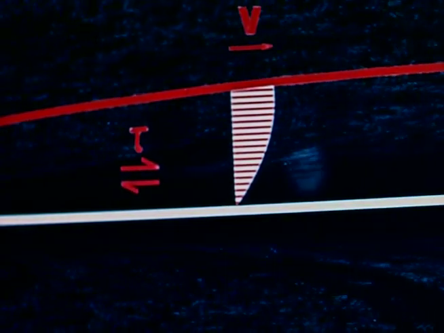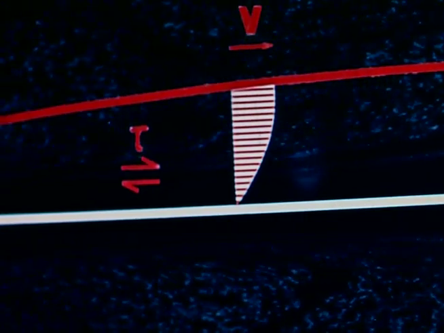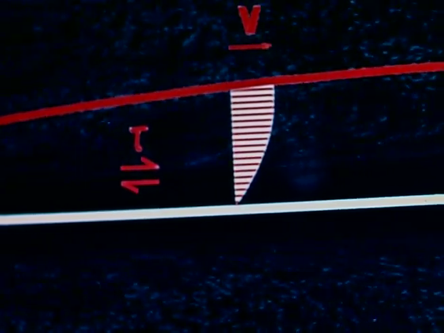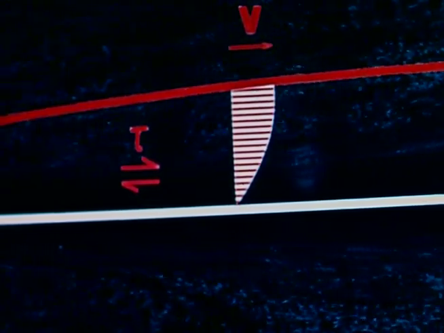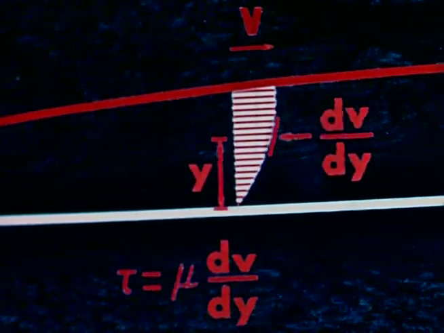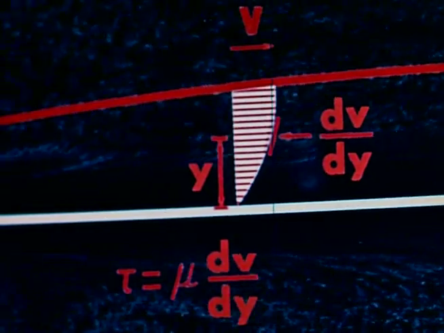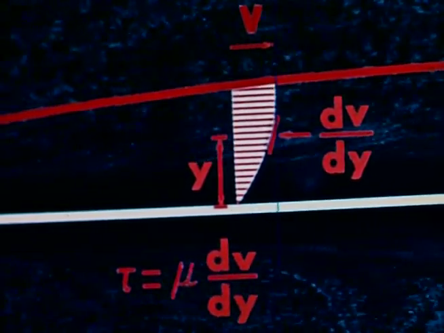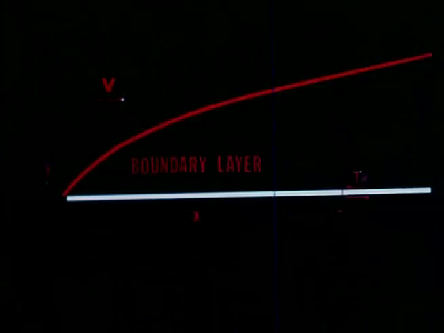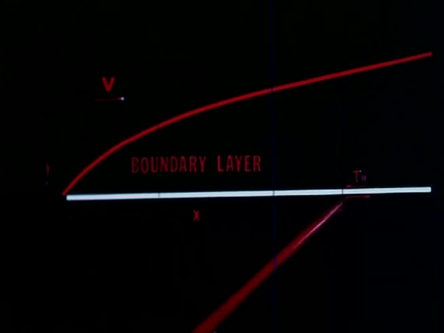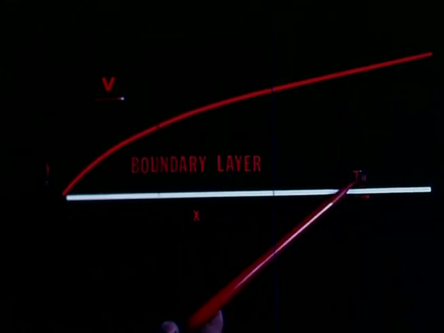Boundary layer velocity profiles are produced by shear action between adjacent layers of fluid. The magnitude of the shear stress is given by Newton's law of viscosity. Shear is eventually transferred to the plate surface, where it is felt as drag or skin friction.